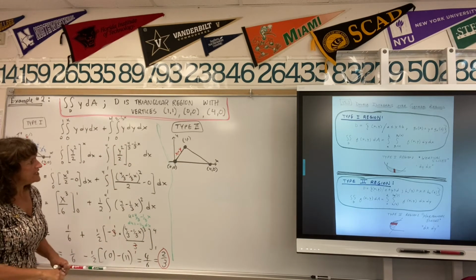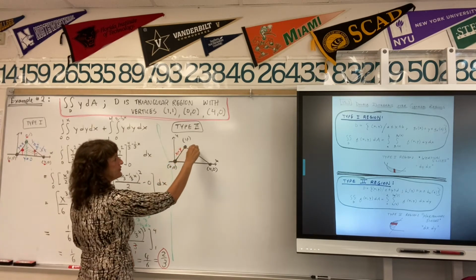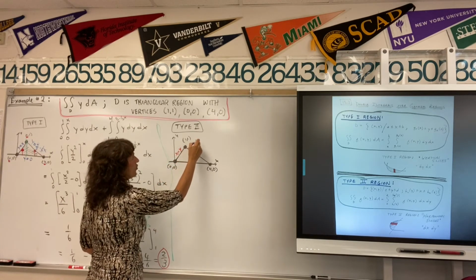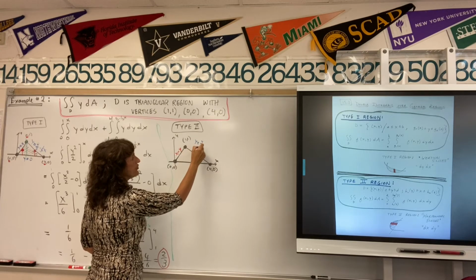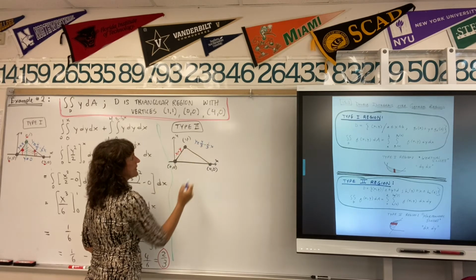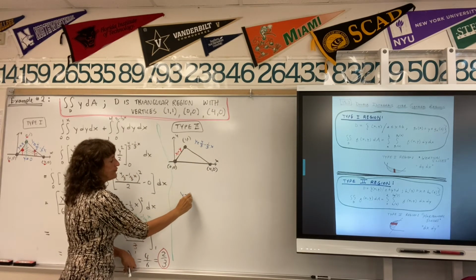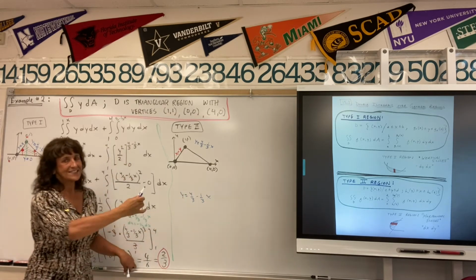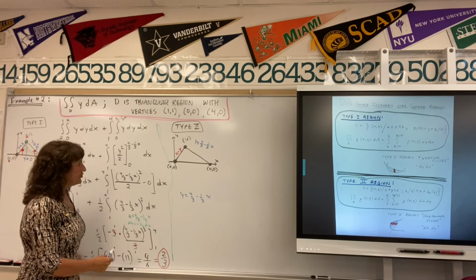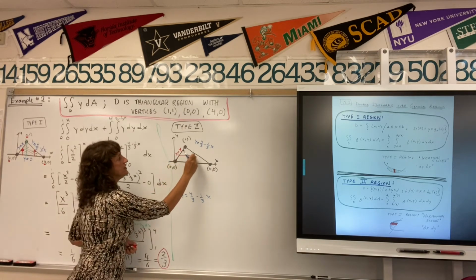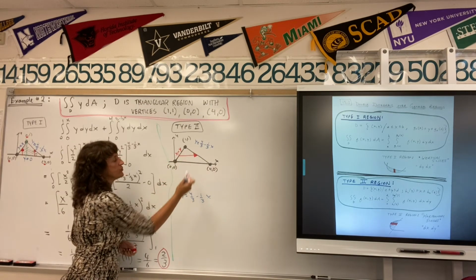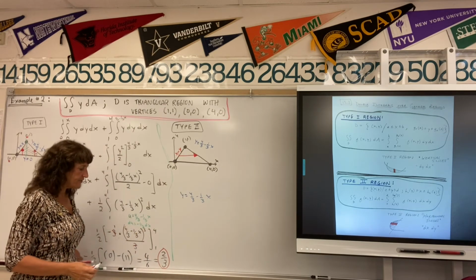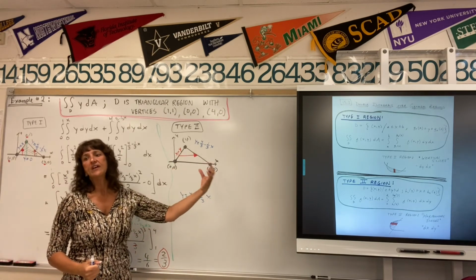And then the equation of the line over here, that equation was y equals 4/3 minus 1/3 x. So y equals 4/3 minus 1/3 x. Well, let's change this to x equals because we want to do it type 2, which means we're going to use horizontal slices for this one. Horizontal slices means we're going to integrate the x first, then the y.